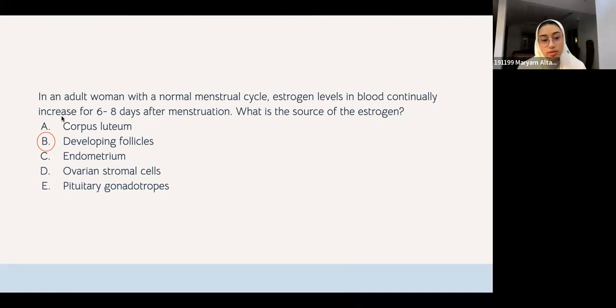The corpus luteum is more responsible for producing progesterone in the luteal phase. Our endometrium doesn't really produce anything. Our ovarian stromal cells are actually going to help produce the nourishing fluid. All right. And pituitary gonadotropes are producing the hormone responsible for this, but they're not the direct source of estrogen.